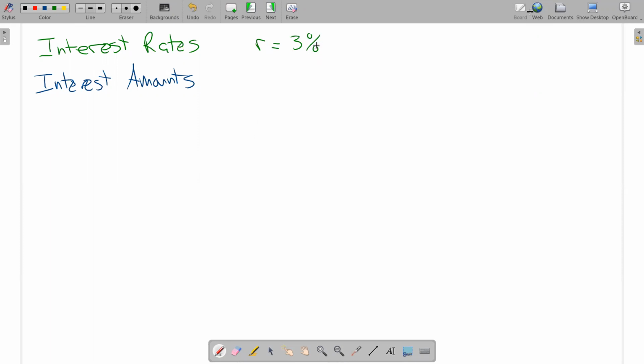Remember, the percent symbol means divide by 100. Here's the divide, and here's the two zeros of the 100. So 3% is really 3 over 100, or as a decimal, 3/100ths. You can double check that on a calculator.